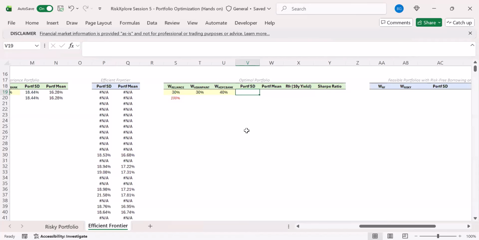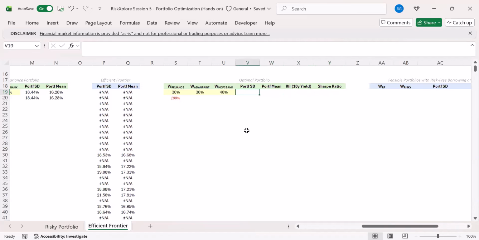Correct, we can use Sharpe ratio. Now what is the formula for Sharpe ratio? Correct, it is excess return divided by SD. Excess return divided by SD. So return of portfolio minus RF, the risk-free rate, divided by SD.